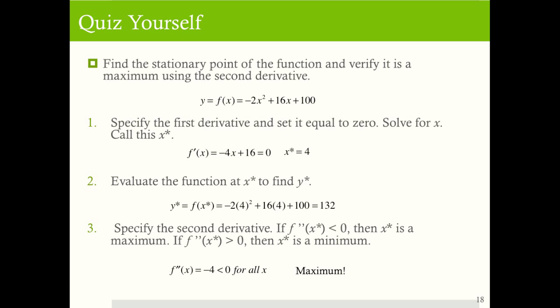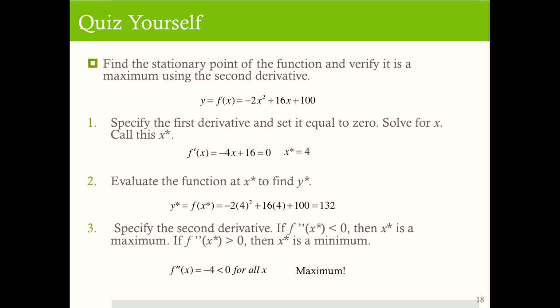So the first derivative is negative 4x plus 16. I set that equal to 0. I solve for x and I come up with a stationary point of x star equals 4. I plug that value into the function. I evaluate the function at x star and I yield y star is equal to 132.